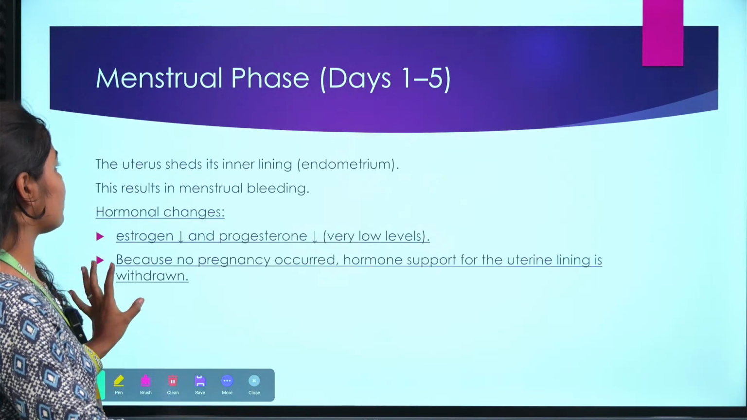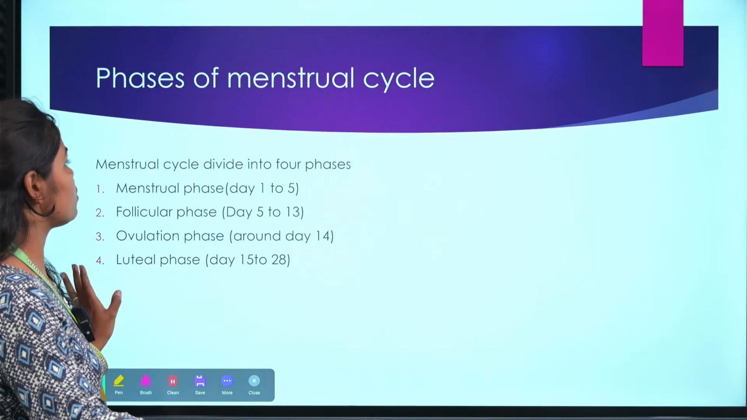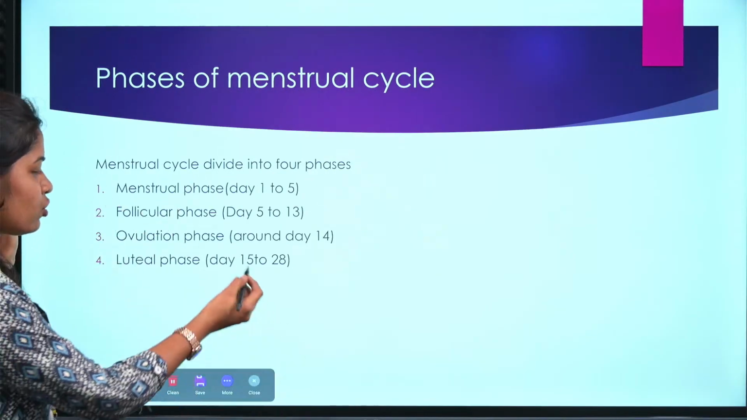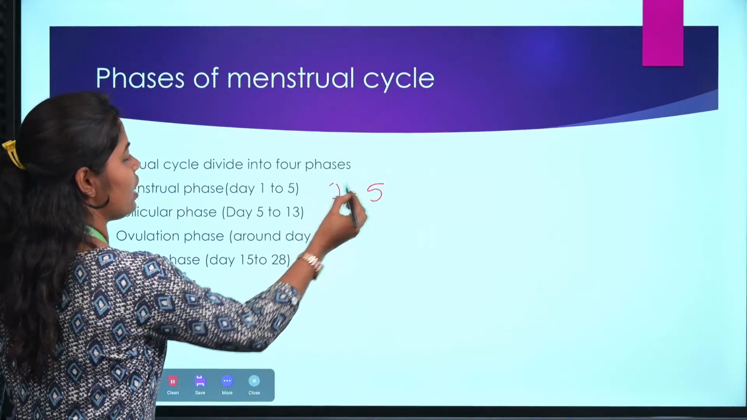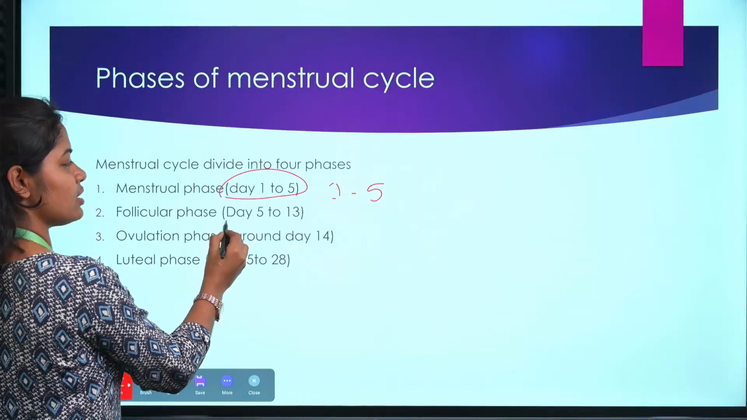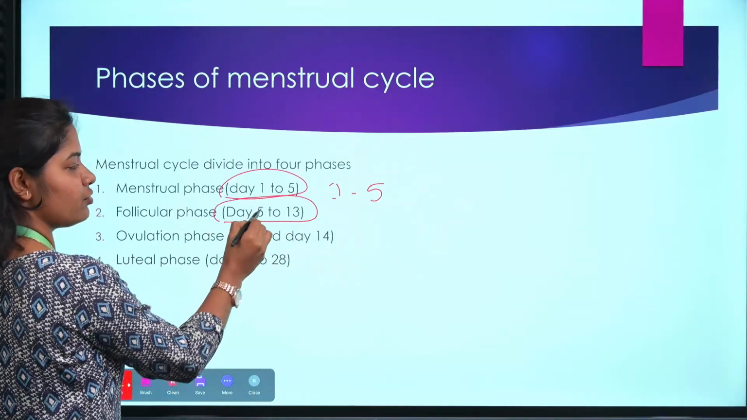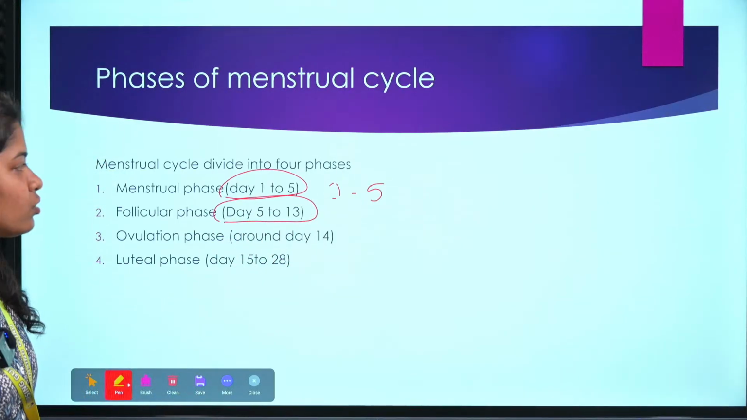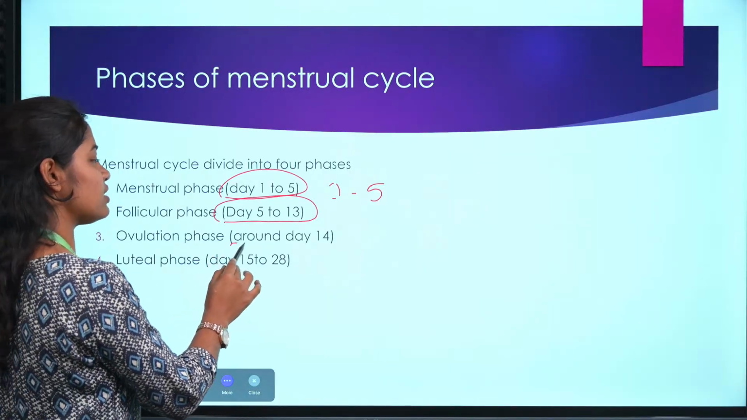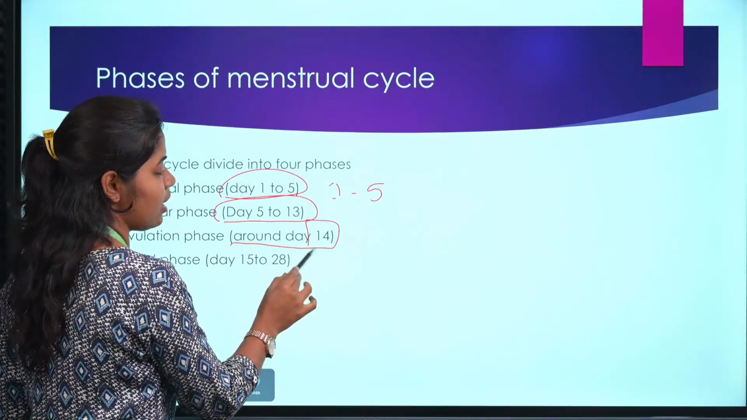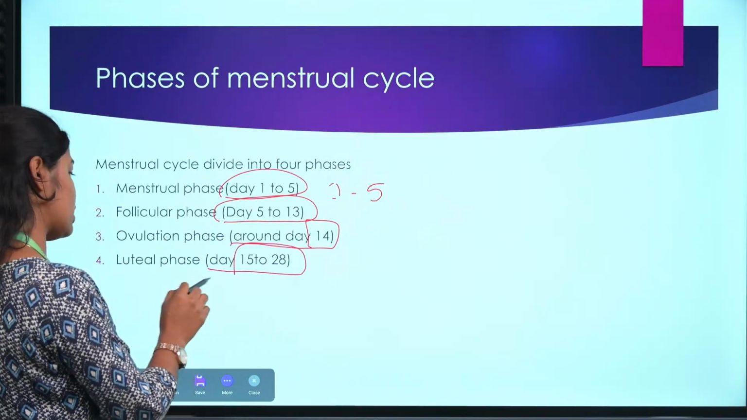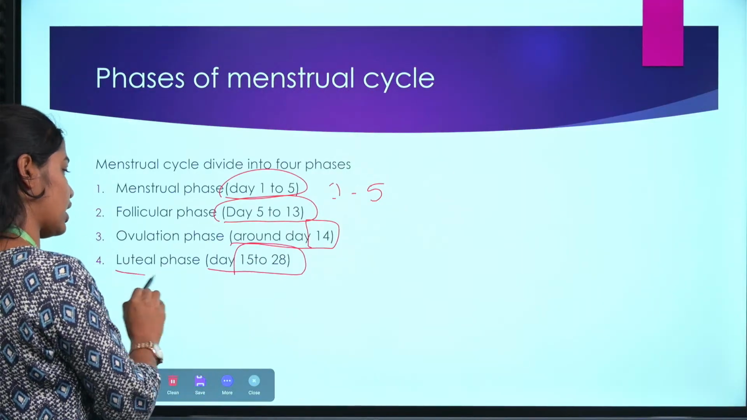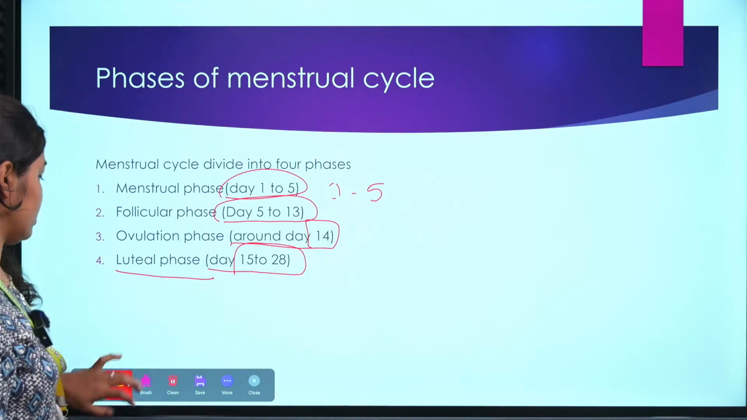In this, there are 4 phases. First is the menstrual phase, which happens from the first day of menstruation to the 5th day. The follicular phase happens from the 5th to the 13th day of the menstrual cycle, and the ovulation phase is at the 14th day. Day 15 to day 28 of the menstrual cycle we call the luteal phase.